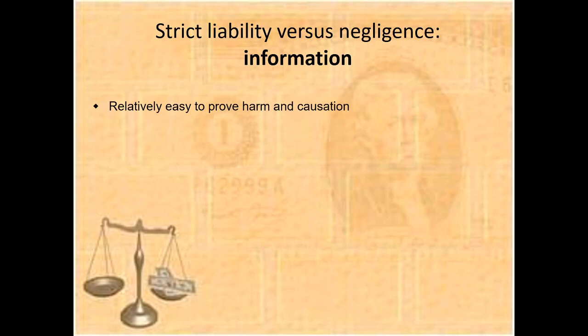So, strict liability versus negligence as information and dissemination. Let's talk about that portion. It is relatively easy to prove harm and causation, but it is harder to prove negligence. So this is another practical problem which is normally encountered.